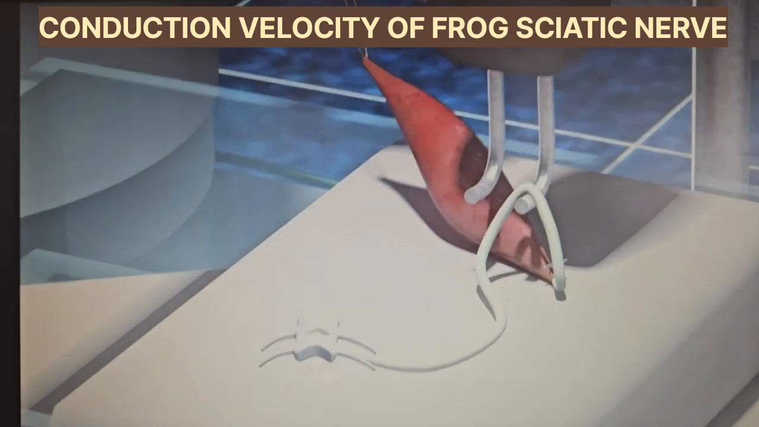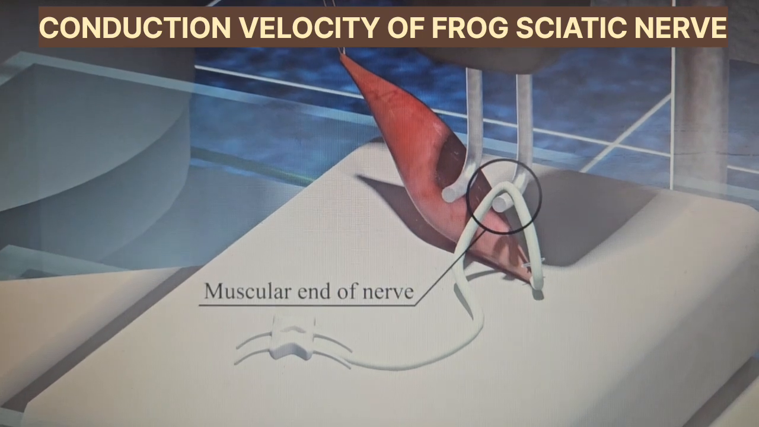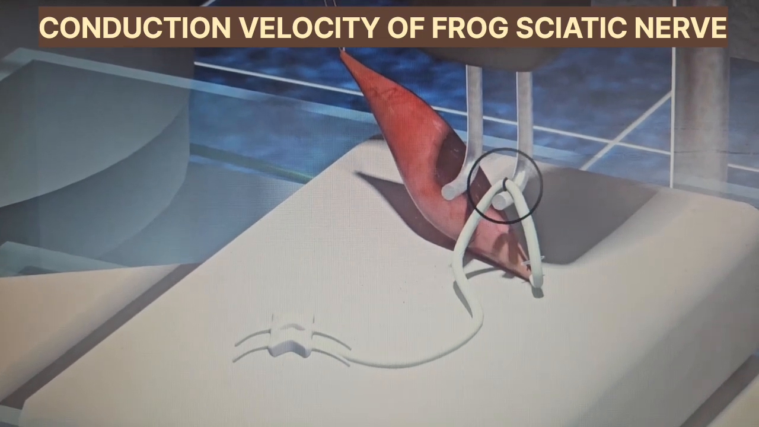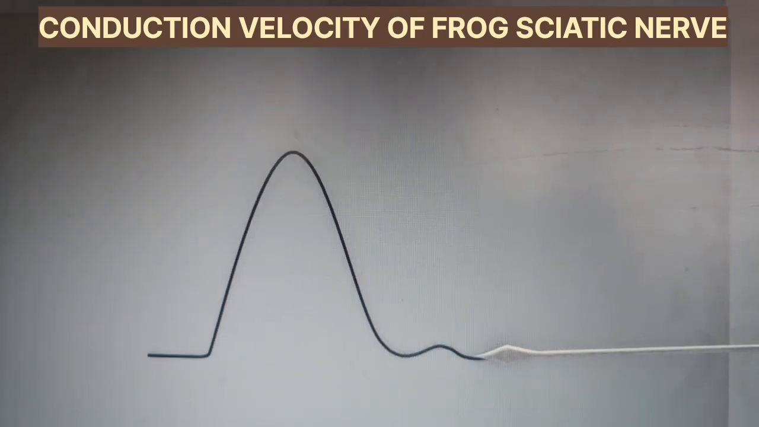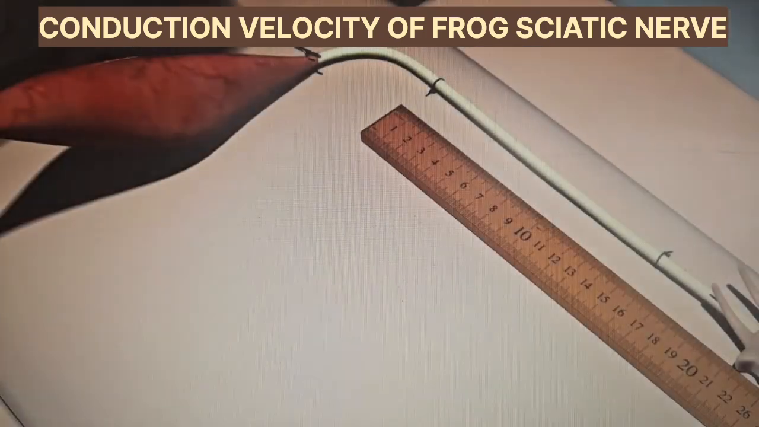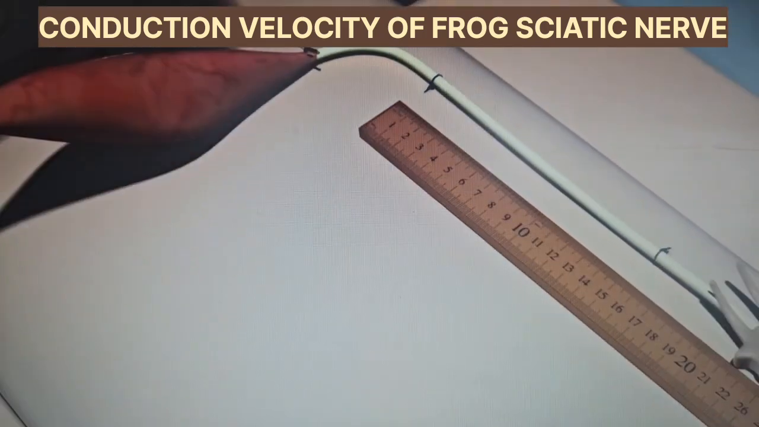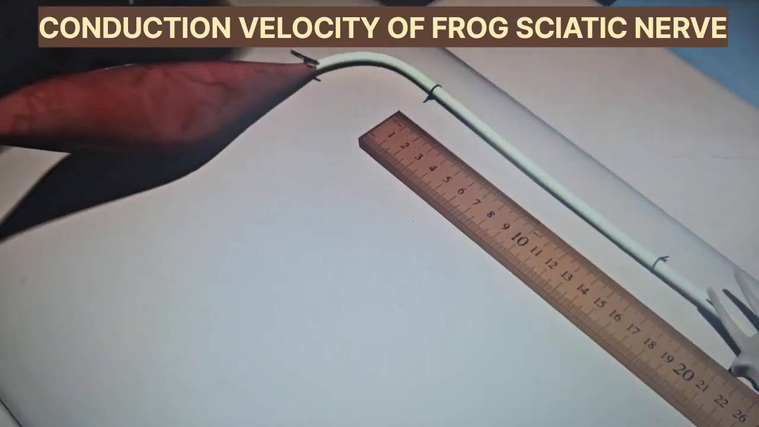Now, we place the stimulating electrodes closer to the muscular end of the nerve. We mark the point on the nerve where the electrode is applied. We stimulate the nerve and record the muscle twitch. We measure the distance between the 2 points of stimulation on the nerve accurately.